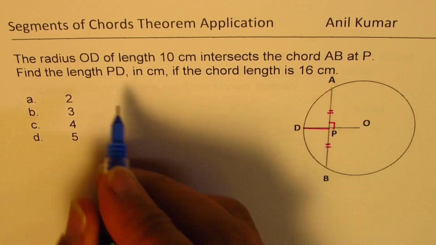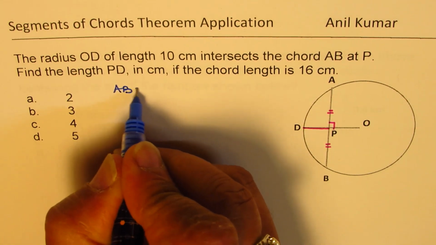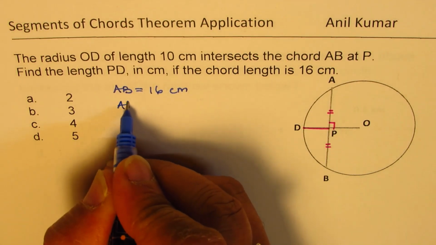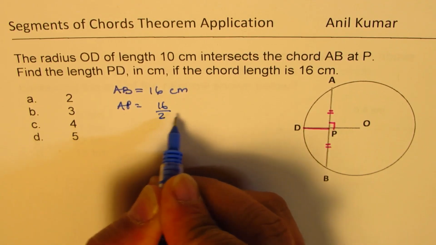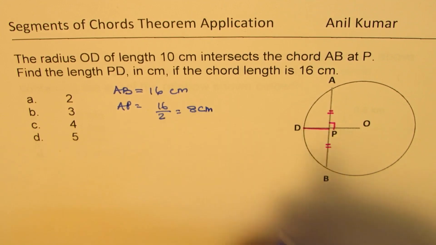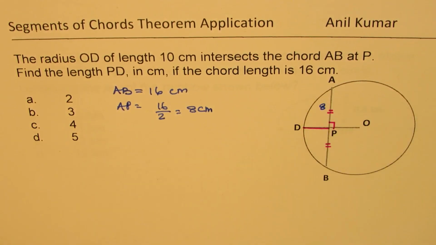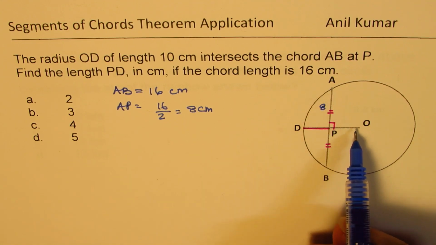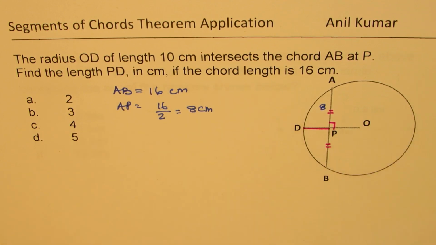So we are given that A to B is 16 centimeters. That means AP is going to be half of 16, which is 8 centimeters, correct? So we have 8 centimeters here. We are also given that the radius is 10 centimeters, right?